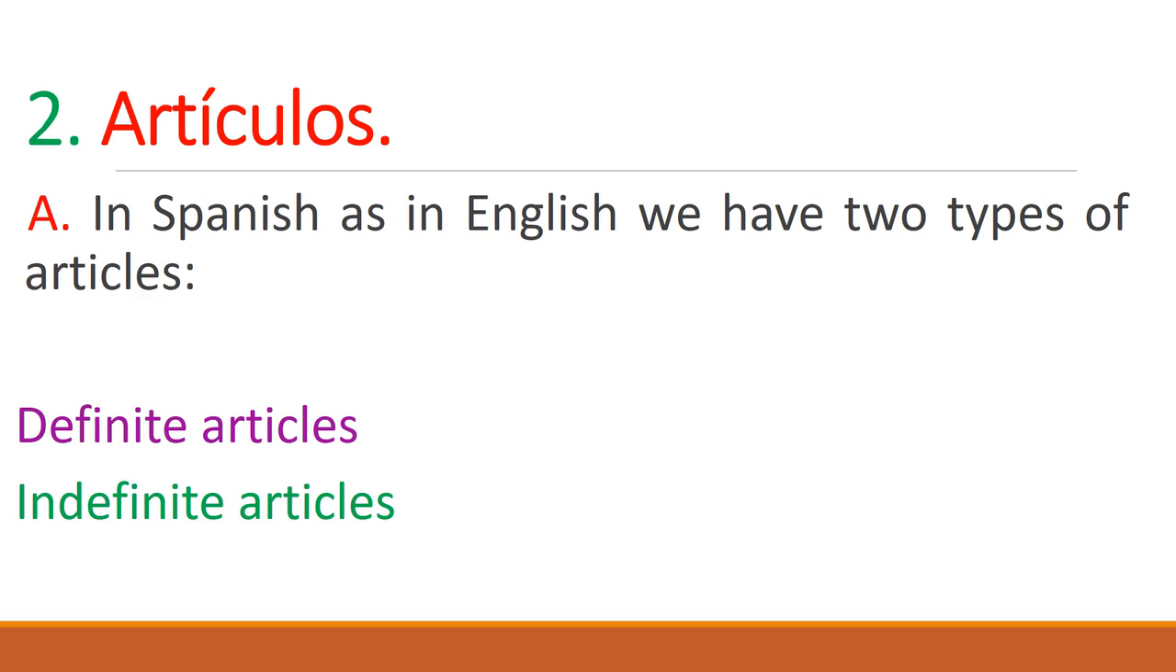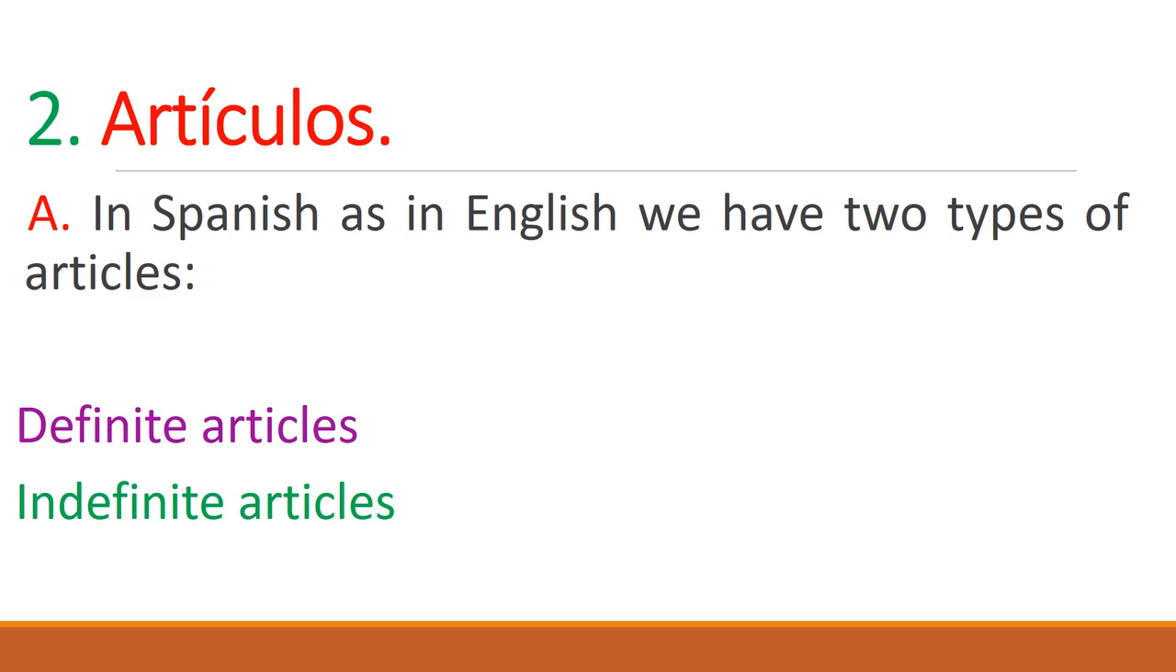Now let's move on to the second part of your grammar lessons. Now we're going to be discussing the articles, los artículos. In Spanish as in English, we have two types of articles: definite articles and indefinite articles. They're called definite articles because you're sure of what you are defining. They're called indefinite articles because you're unsure, and that's your keyword, that you are unsure of what you're pointing at.